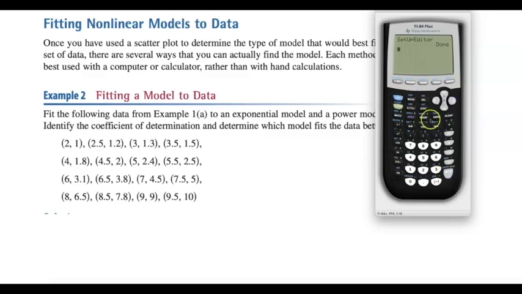How do we figure out the best model? We're going to go back to stat. We're going to calculate. And then we're going to look for a regression that fits. So we have a line regression. Remember, this was not line. This was an exponential. Also, a power function would work. So we're going to look for one of those.